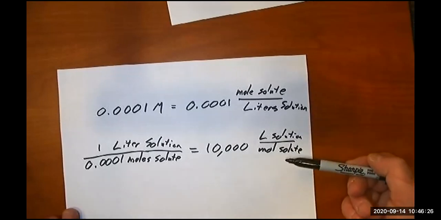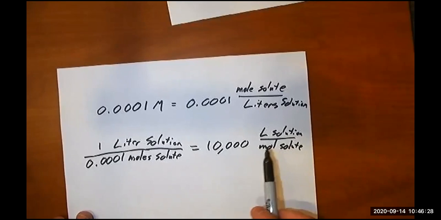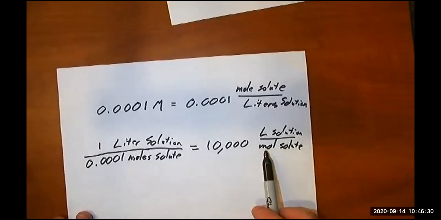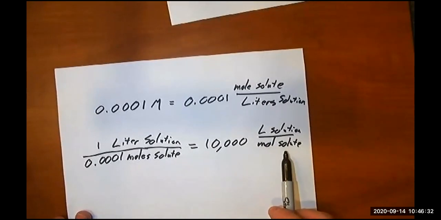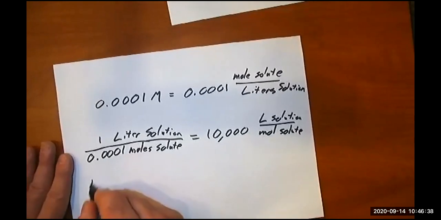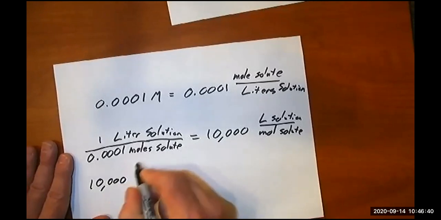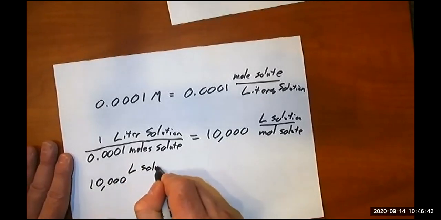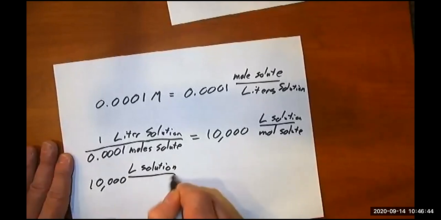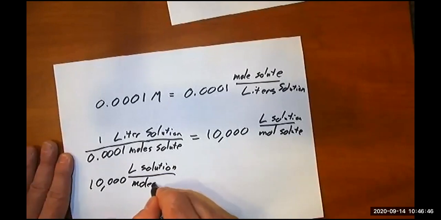Now, we know that we can convert from moles to molecules by using Avogadro's number. So 10,000 liters solution over moles of solute.